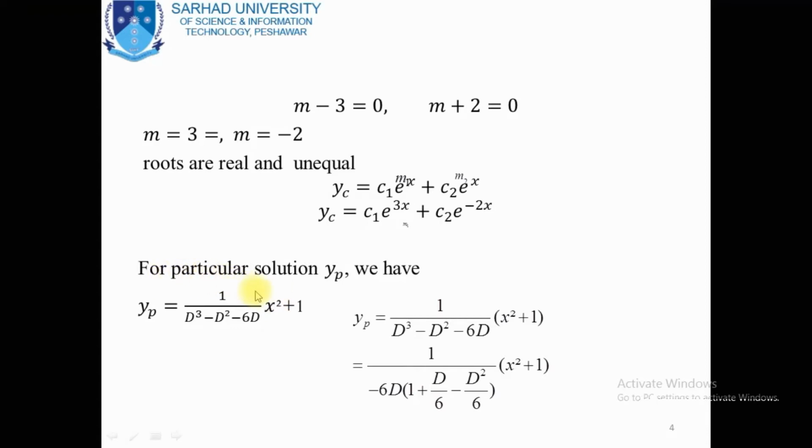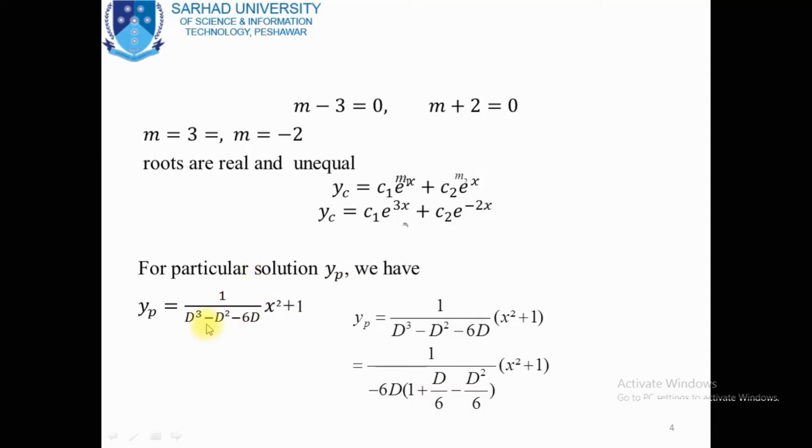Now the particular solution, this is very important. How to find the particular solution when there is a polynomial function at the right hand side of the non-homogeneous linear differential equation? Then how to find the particular solution?